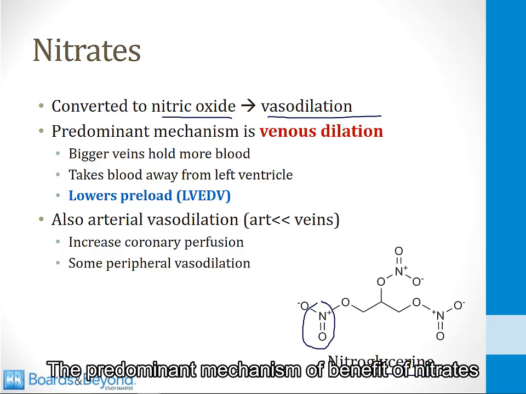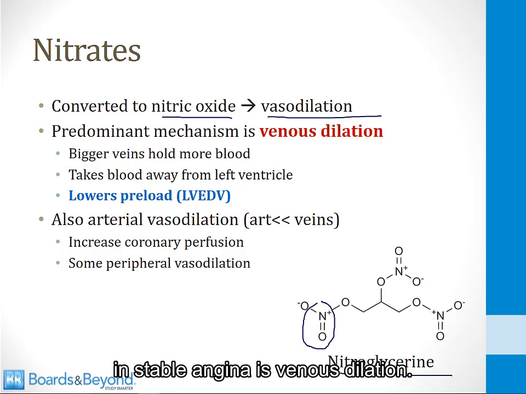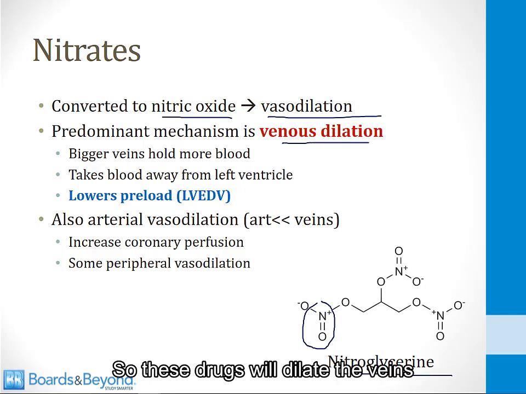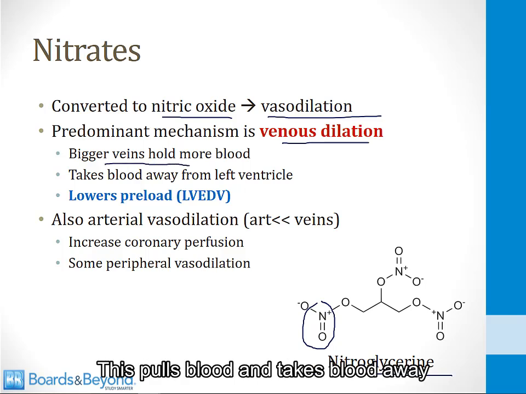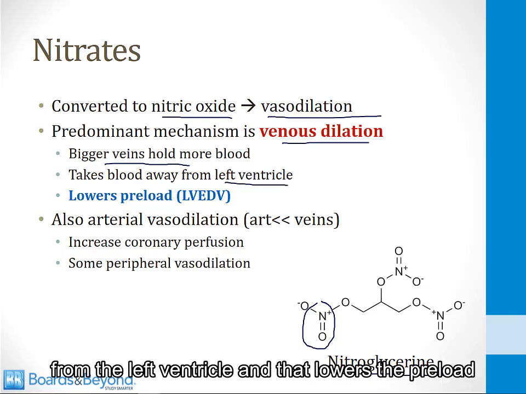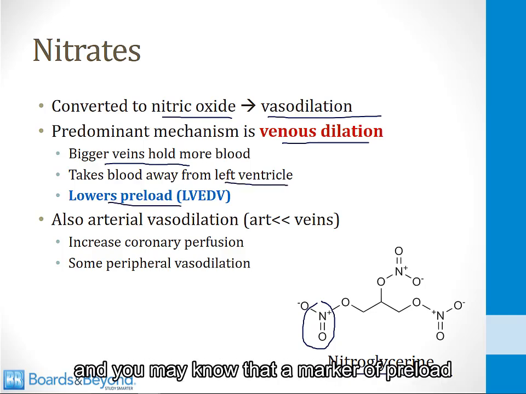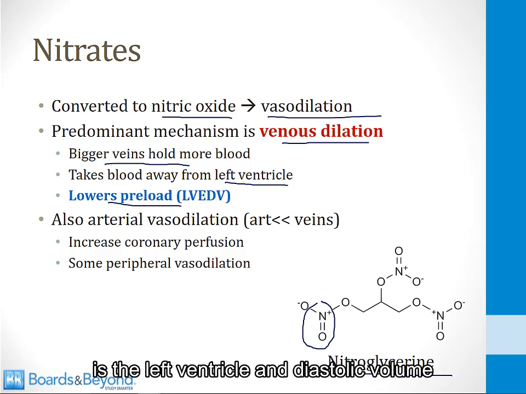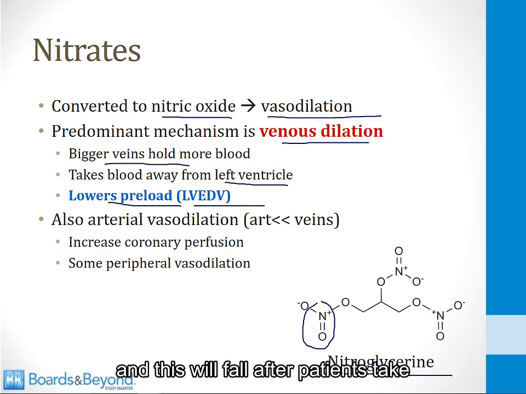The predominant mechanism of benefit of nitrates in stable angina is venous dilation. So these drugs will dilate the veins, and bigger veins hold more blood. This pools blood and takes blood away from the left ventricle, and that lowers the preload. And you may know that a marker of preload is the left ventricular end diastolic volume, and this will fall after patients take a nitrate-type medication.